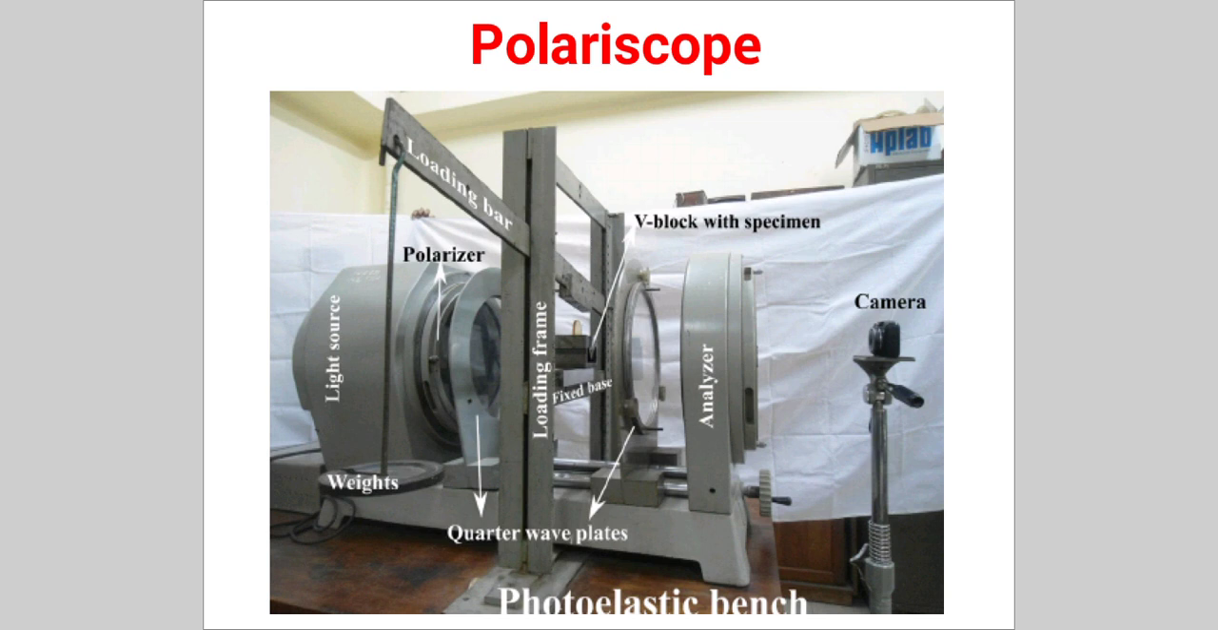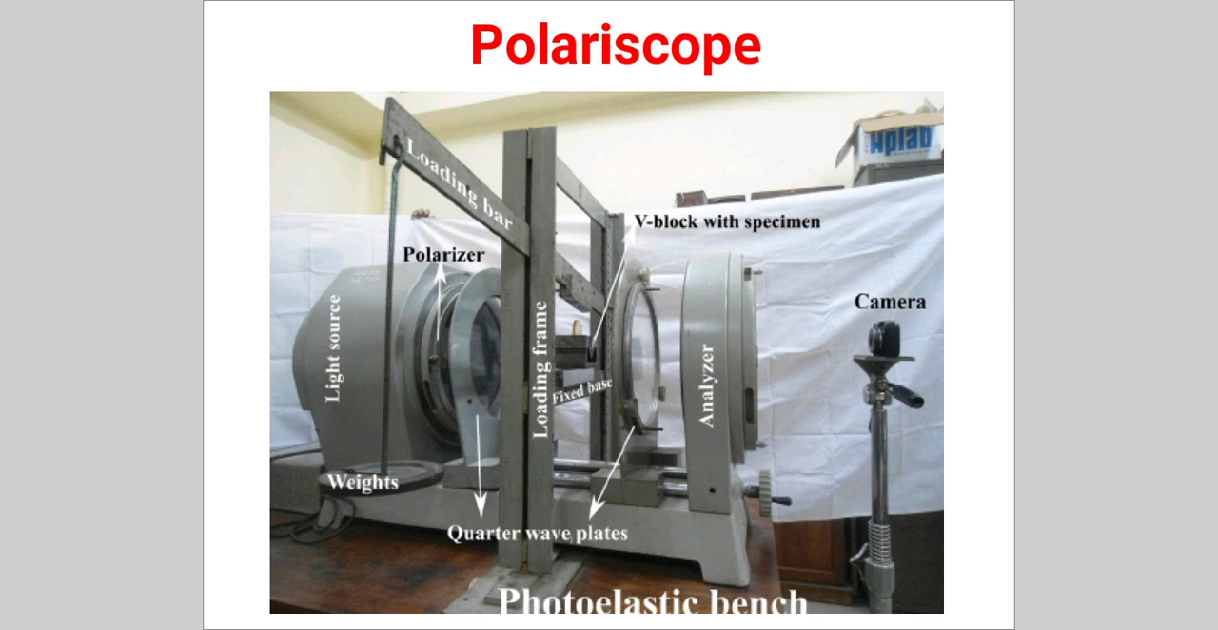The working principle is simple: the light source is there, the polarizer is there, at the center point the loading frame is there, and then the analyzer. The polarizer and the analyzer are made of transparent materials. In addition to that, there are two more elements, quarter wave plate 1 and quarter wave plate 2. Quarter wave plate 1 is provided before the photoelastic model, and quarter wave plate 2 after it. That means your model is in between quarter wave plate 1 and quarter wave plate 2.